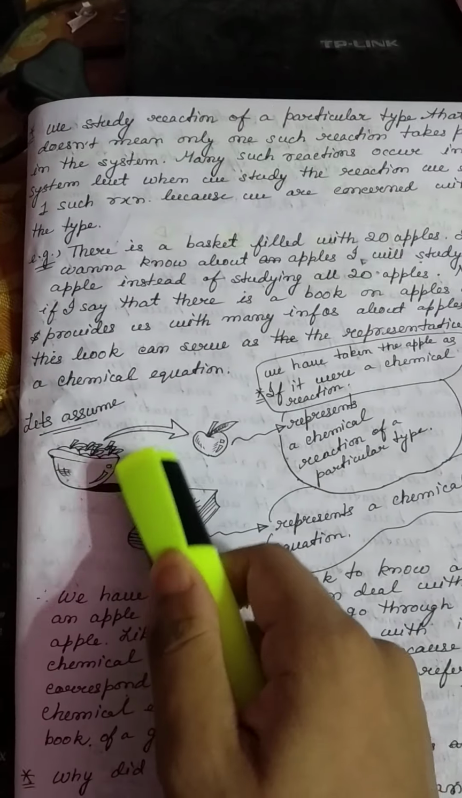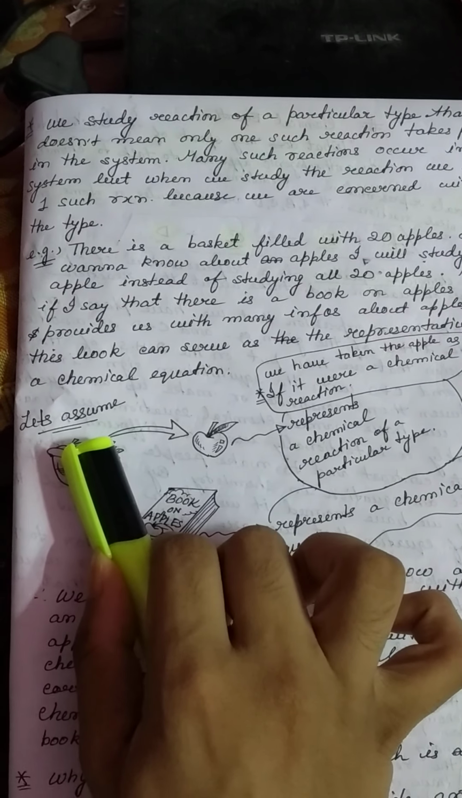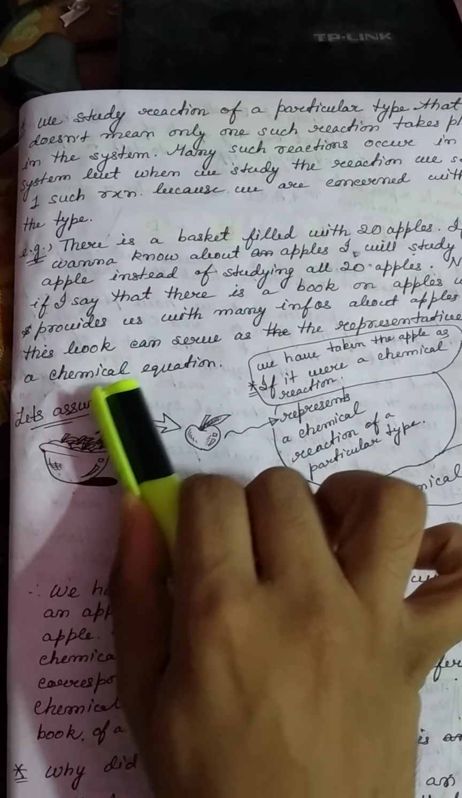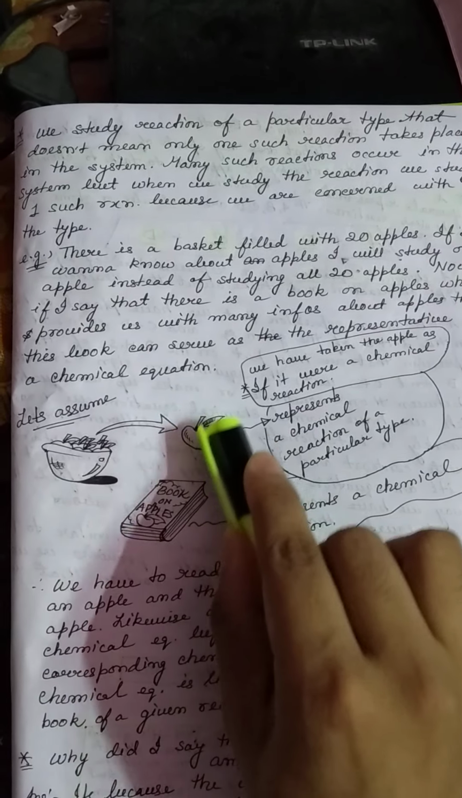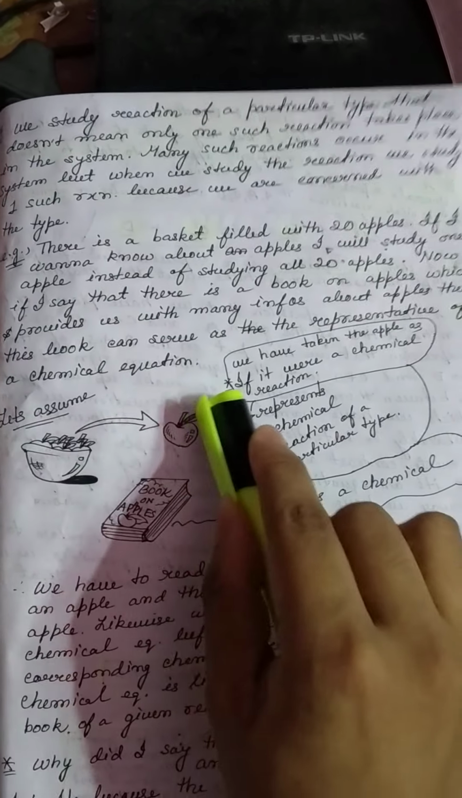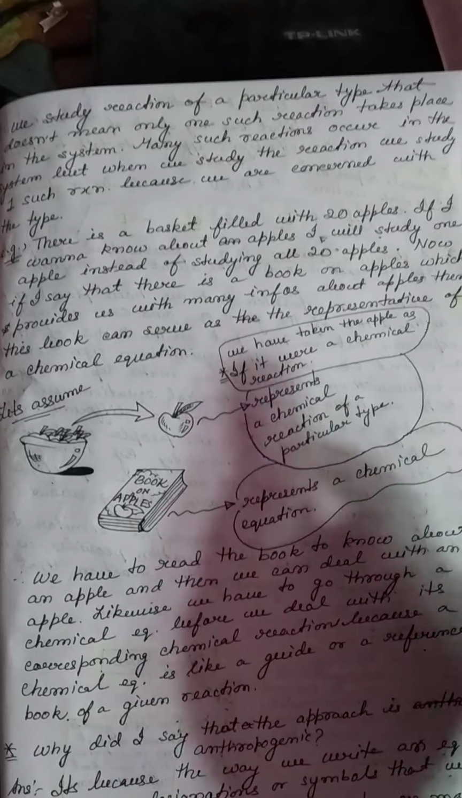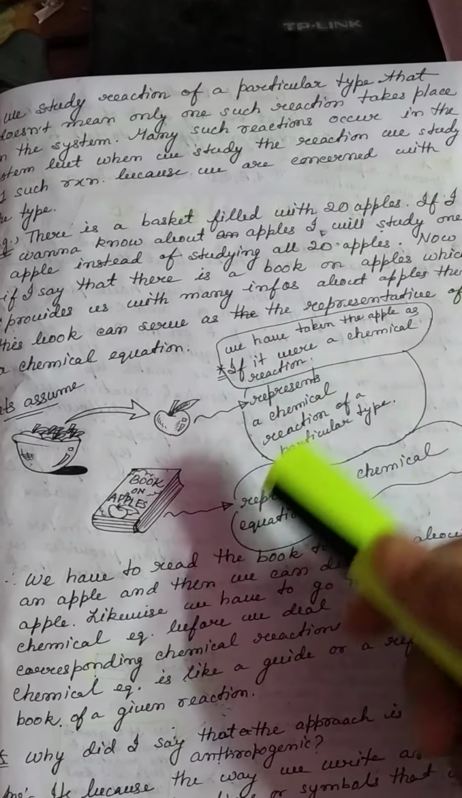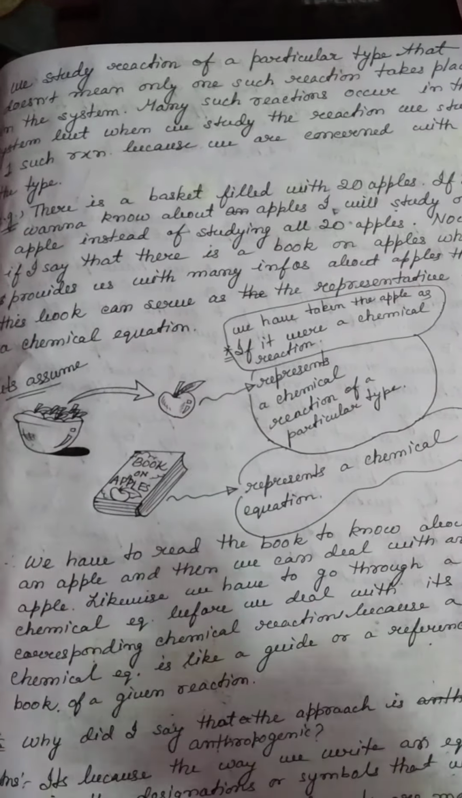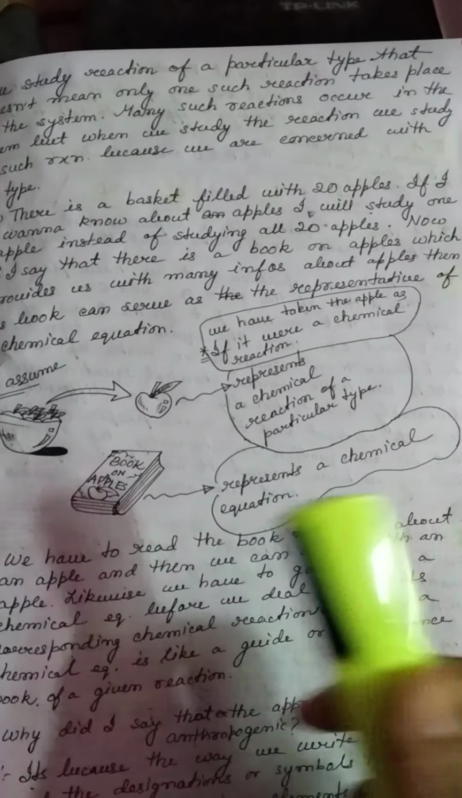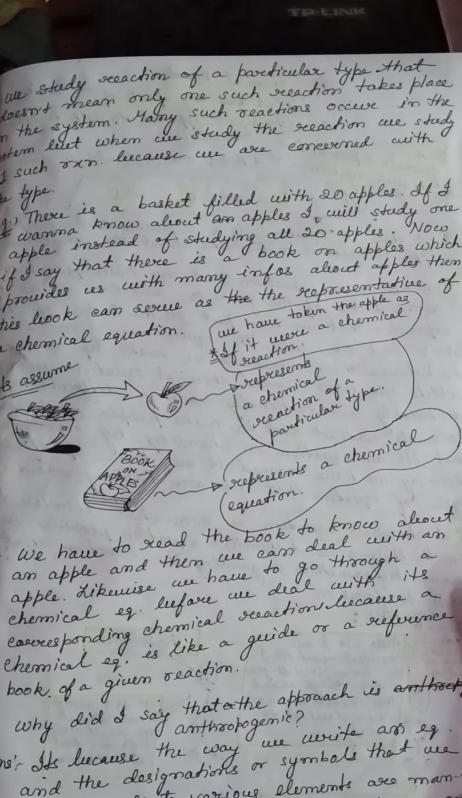If this is the system containing many reactions, these apples are the reactions here. I am plucking out one apple, or I'm bringing one apple out. That means I'm isolating or taking out one reaction from this system to study it. So this represents a chemical reaction of a particular type. We have taken the apple as if it were a chemical reaction. Of course, an apple is not a chemical reaction. Try to understand, guys, it's just a representation or an analogy. And this is the book that I was talking about, the book on apples. So this represents a chemical equation.